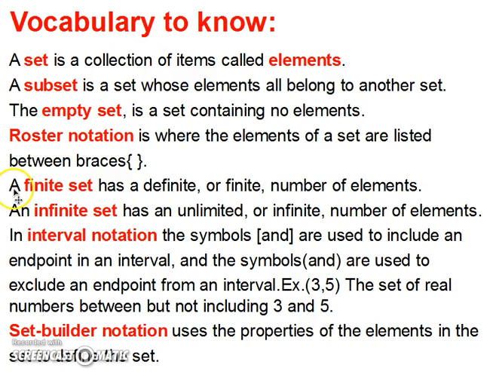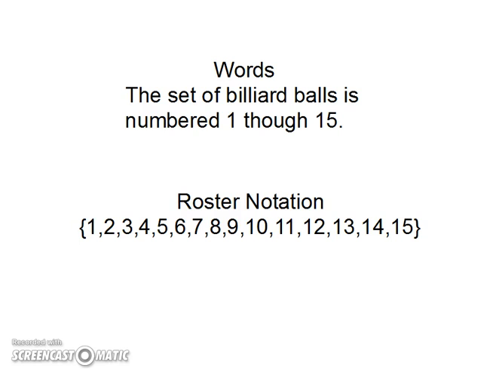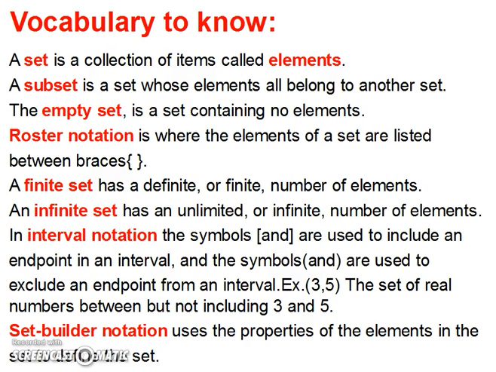A finite set has a definite or finite number of elements. Similar to our billiard balls, it has a finite number. You don't have billiard ball number 1.37, nor do you have billiard ball number 18. It has a finite set of numbers. An infinite set has an unlimited or infinite number of elements.